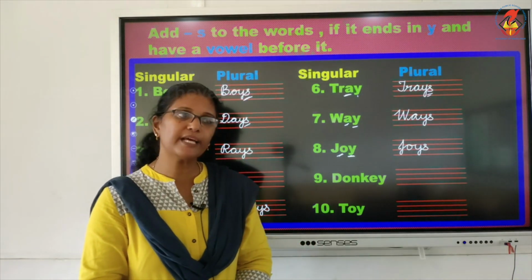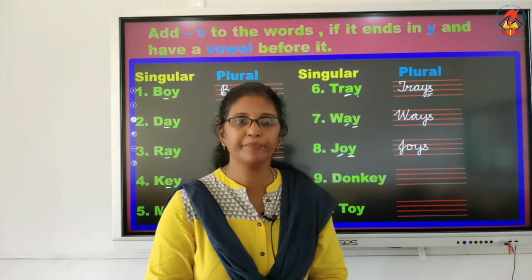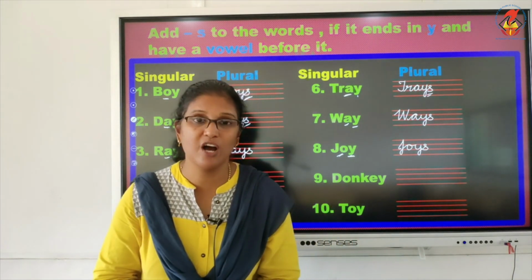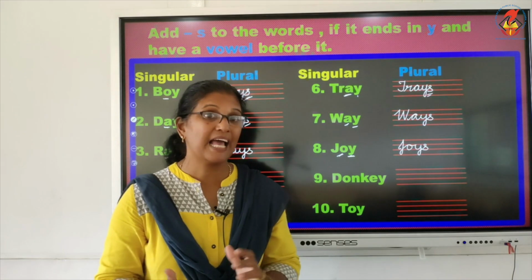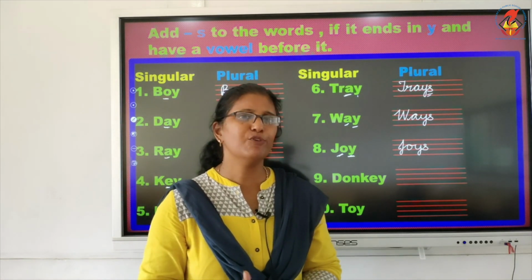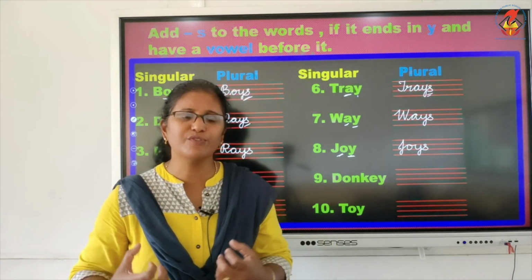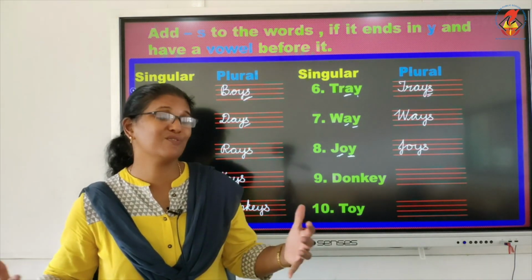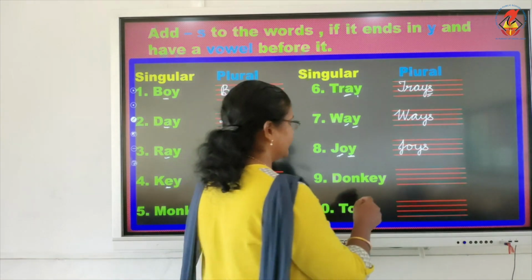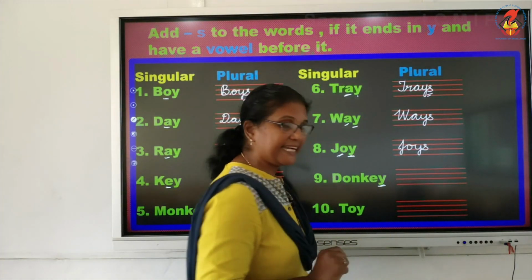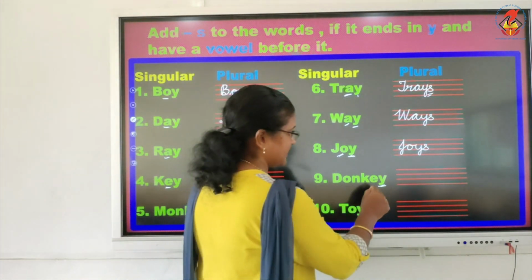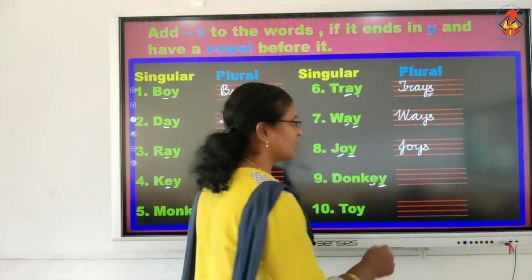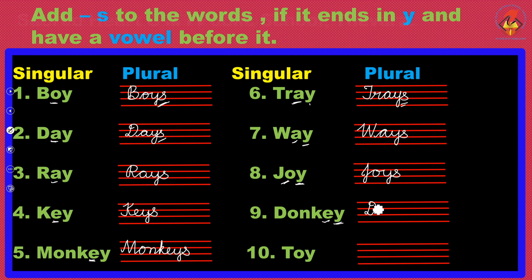When it comes to plural, you will be wishing somebody, he is filled with joys and blessings, right? Full of joys. He has lots of joys within him, which he sits and thinks and feels very happy, right? Then donkey. Donkey is ending with Y and it has E before it. That is a vowel, isn't it? So we write donkeys.